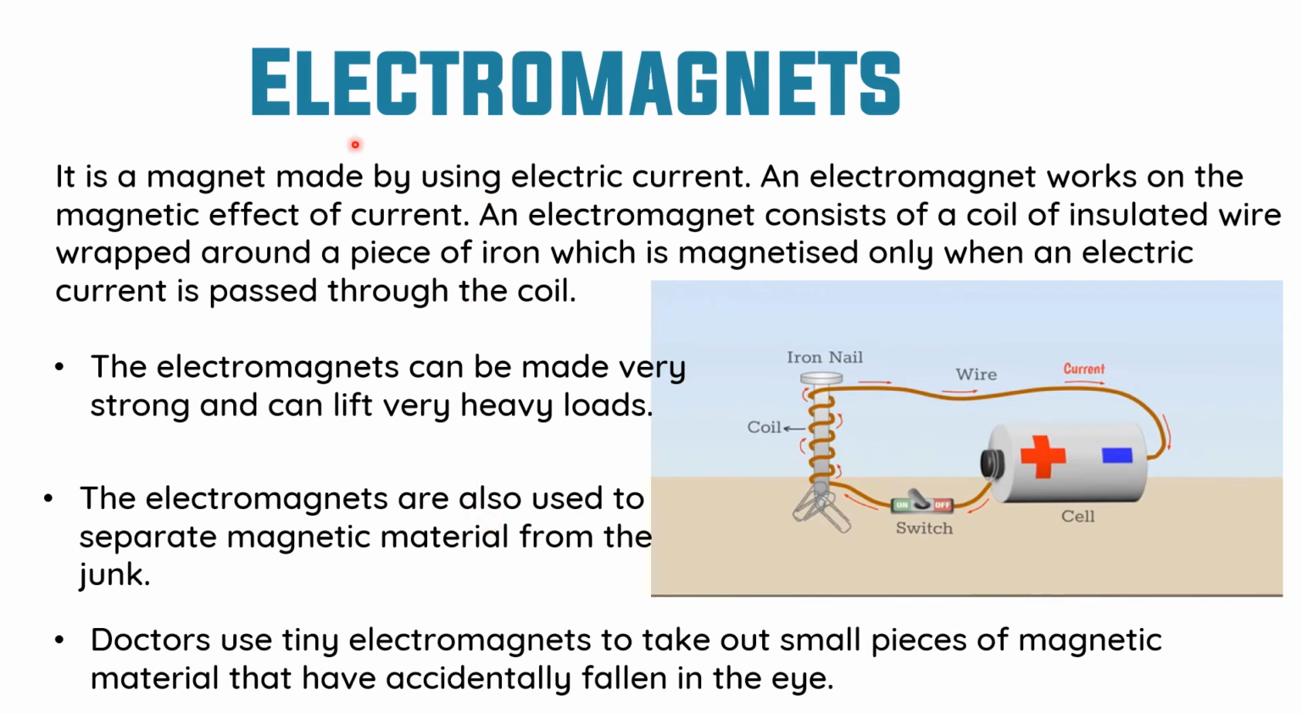Okay, so what does electromagnet mean? Here one iron nail or iron piece is there, and one insulated wire is wrapped around this iron piece, and electricity passes through it. That iron piece acts as a magnet, and when we switch off, it loses that power also. Got it?